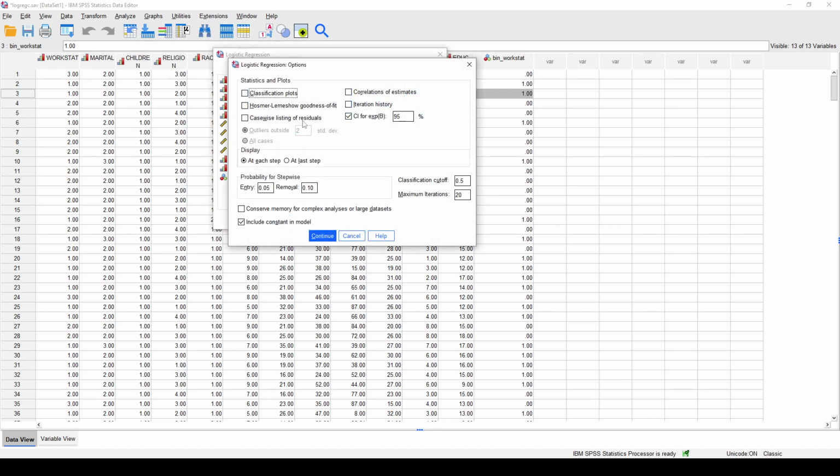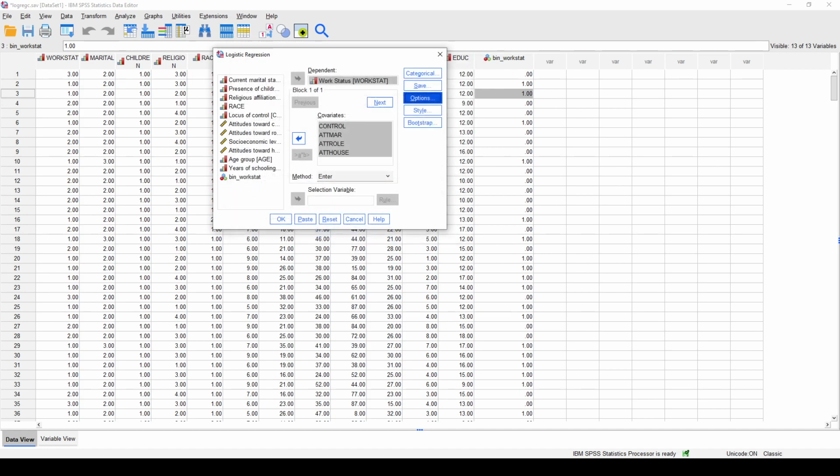Let me see. Iteration history. We could do Hosmer-Lemeshow. I think we do that later. I'm not going to worry about that right now because it's not as important. Okay. All right. So we'll just run that. And all right. So now we have the table. Is that it? Just run, press continue. Okay to run the analysis.